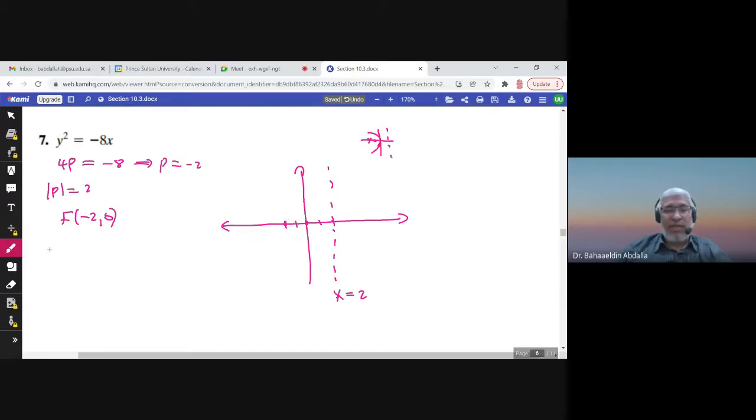I need the latus rectum. The absolute value of 4p is 8. So I go 4 units up and 4 units down. This point and this point are the endpoints of the latus rectum. And here is the vertex. The parabola has to pass by the endpoints of the latus rectum. And this is the graph of the parabola.